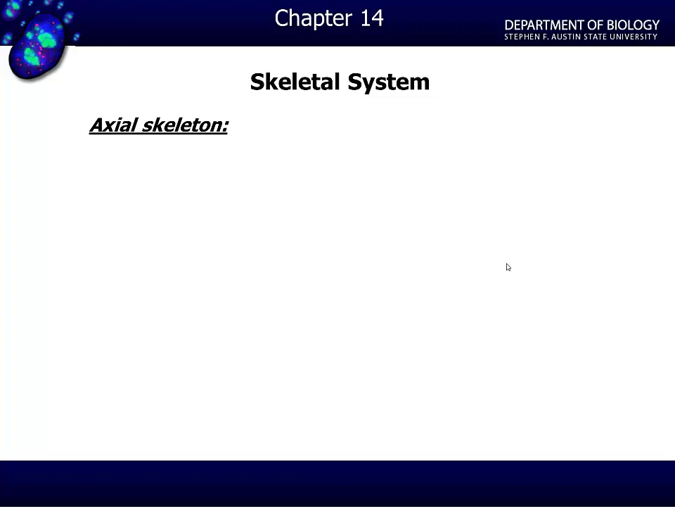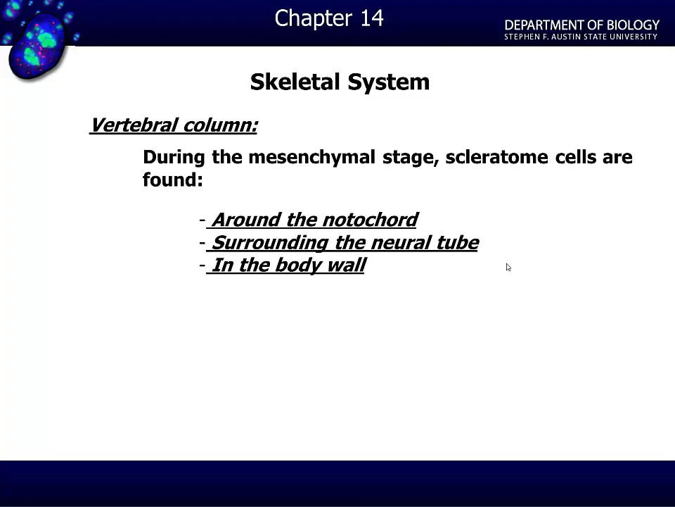So now, just a brief review of anatomy: our axial skeleton versus appendicular skeleton. The axial skeleton has the skull, the vertebral column, the ribs, and the sternum. The remainder of our skeletal system, our pectoral and pelvic girdles and our arms and legs, is part of the appendicular skeleton.